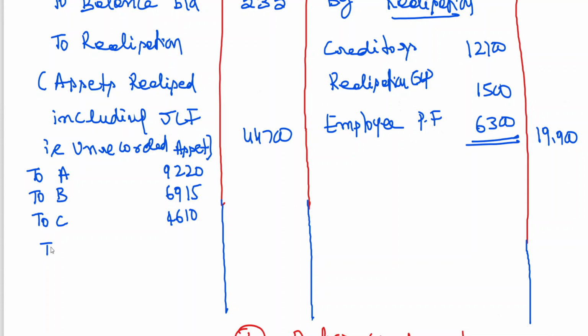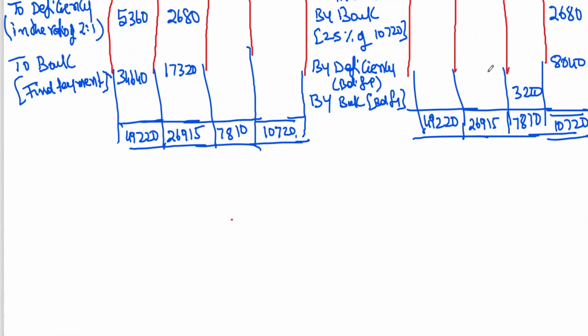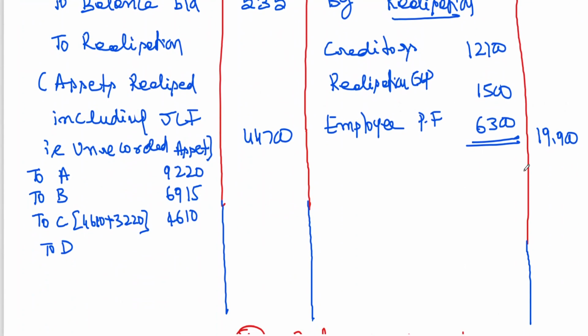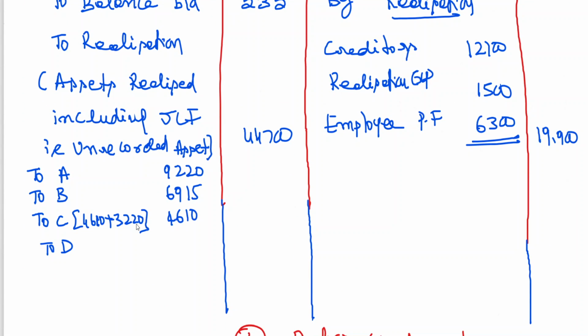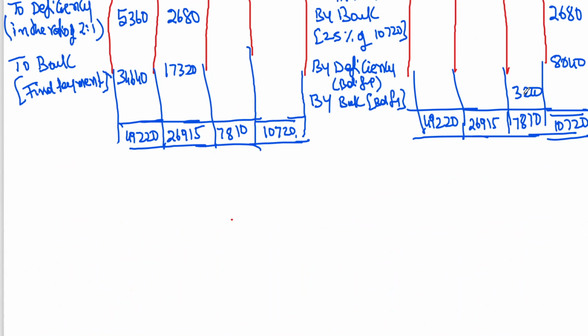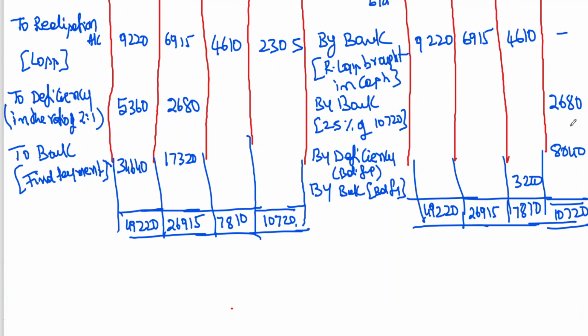Okay, and D also brought his share, no? C has brought 2 times, no? You can see 4,610 plus 3,200. I have combined here 3,200. How much has D brought? I'm just going for ledger posting only. How much brought here? 2680.